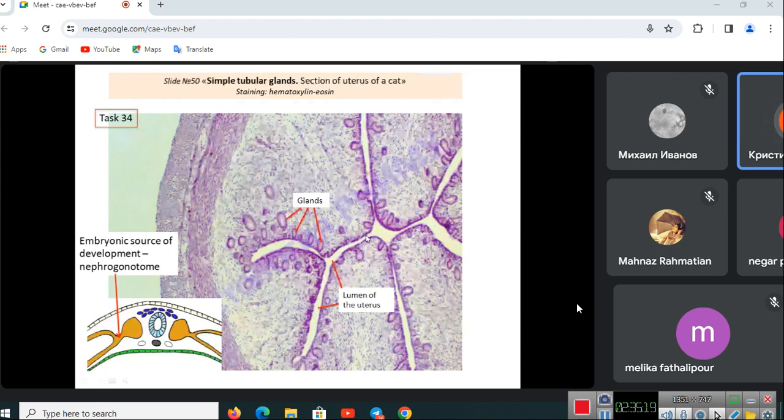The lumen of the uterus is lined with simple columnar epithelium, which you can see here, and also the glands are present here. The glands are simple tubular.